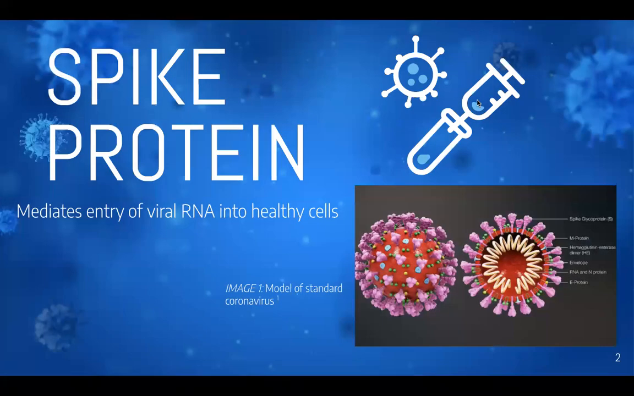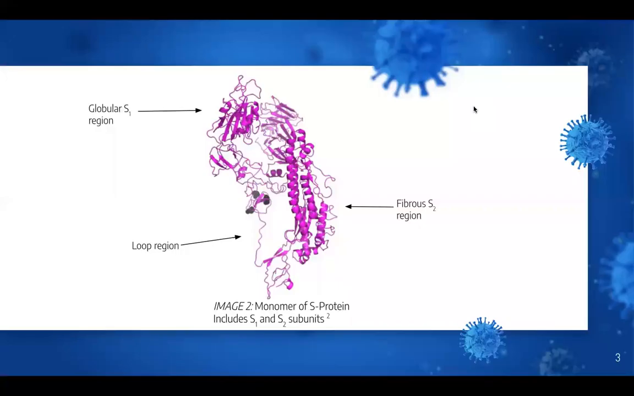So the coronavirus spike protein mediates the attachment and entry of viral RNA into the host cell. The spike protein is formed by 3 monomers, which are each made up of 2 subunits, S1 and S2, as labeled on this slide. The S1 subunit is a globular head-like subunit, and its role is to bind to the ACE2 receptor commonly found on the epithelial cell surface in tissues in the throat and lungs.